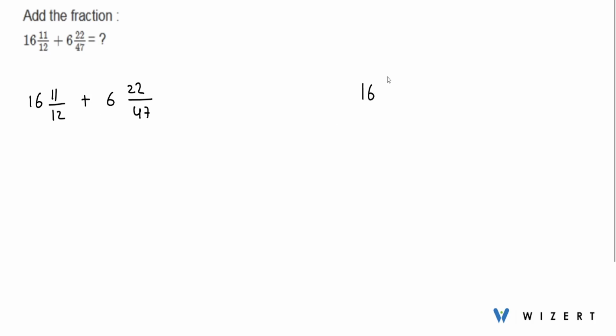So 16 11 upon 12 can be written as 16 multiplied by 12 plus 11 upon 12. So the numerator will become 16 multiplied by 12, which is equal to 192. 192 plus 11 is 203. So it will be 203 upon 12, right?